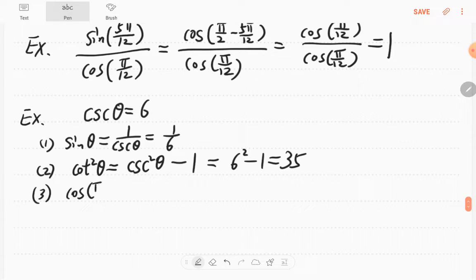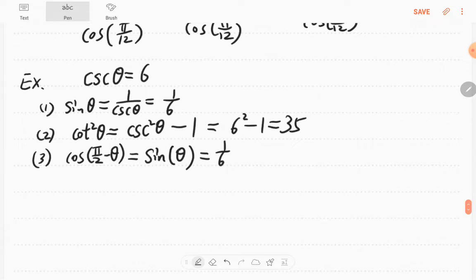What about cosine of pi over 2 minus theta? Okay, so the cofunctions of the complementary angles are equal. So the cofunction of cosine is sine, right? The complementary angle pi over 2 minus theta is theta. So we just calculate, it's 1 over 6, right?